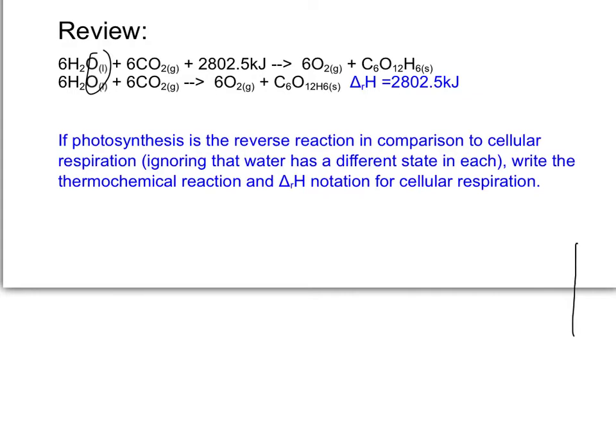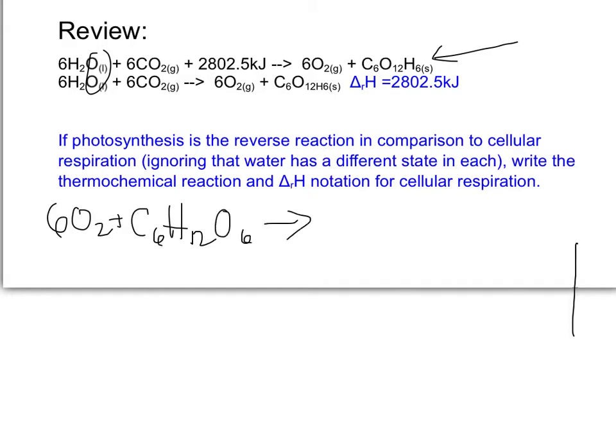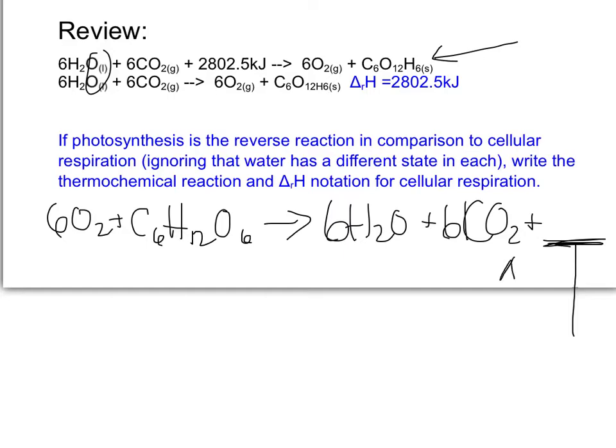Okay, so if we were to write out cellular respiration, I'm going to look at the thermochemical equation here. If I flip the reaction and have 6O2 plus C6H12O6 making 6 water molecules, 6 CO2, and we get that energy term again. Now when I flip the reaction, it becomes exothermic. So if I wanted to write it in delta H notation, I would say delta H is equal to negative 2802.5 kilojoules.